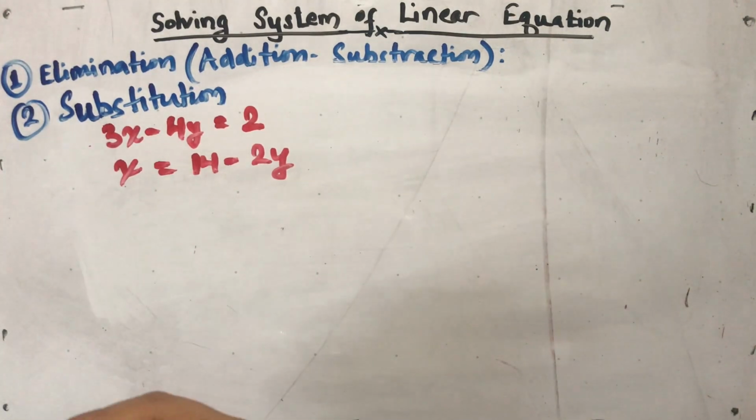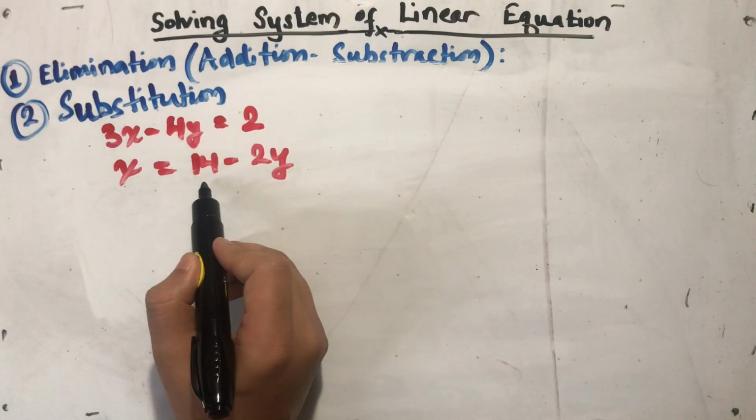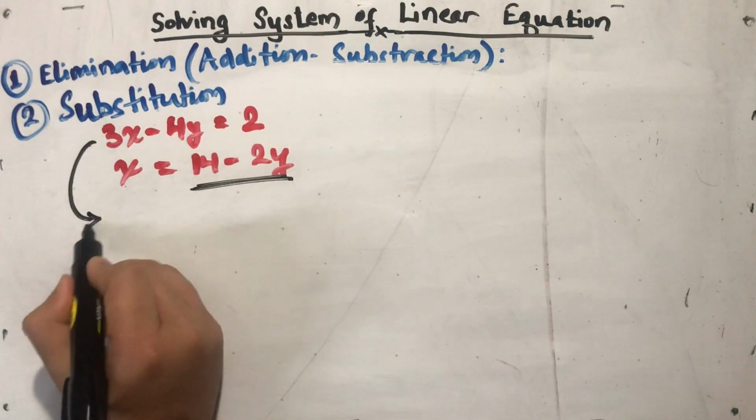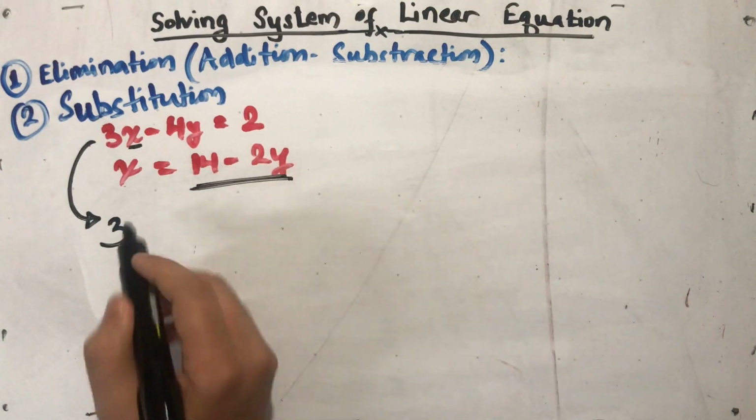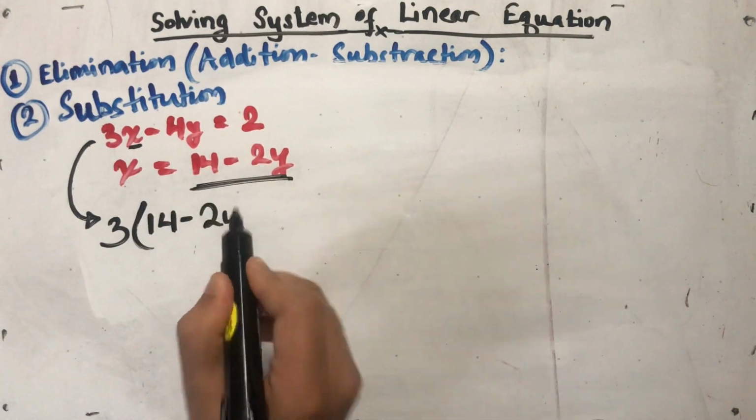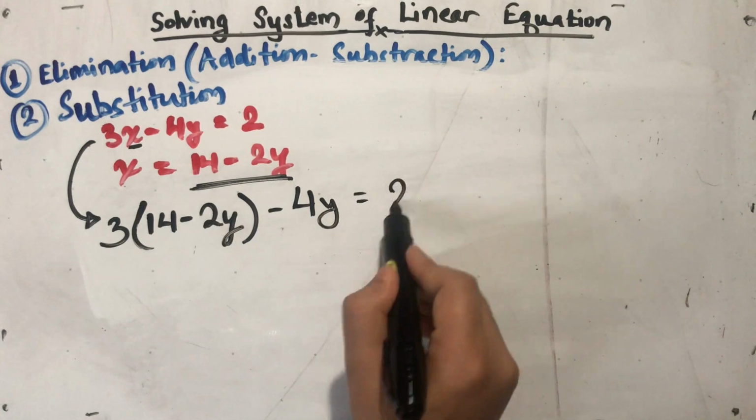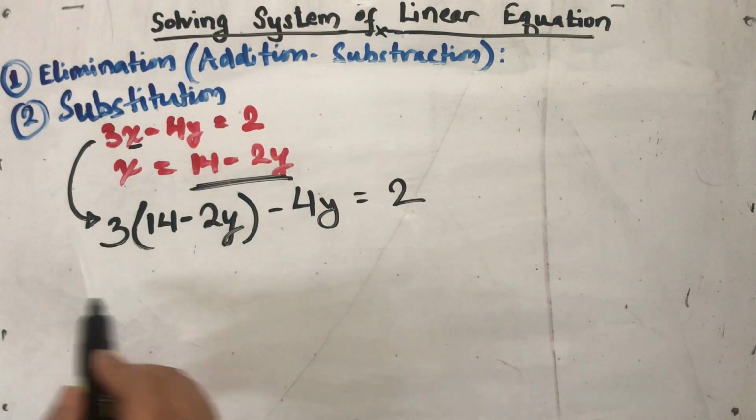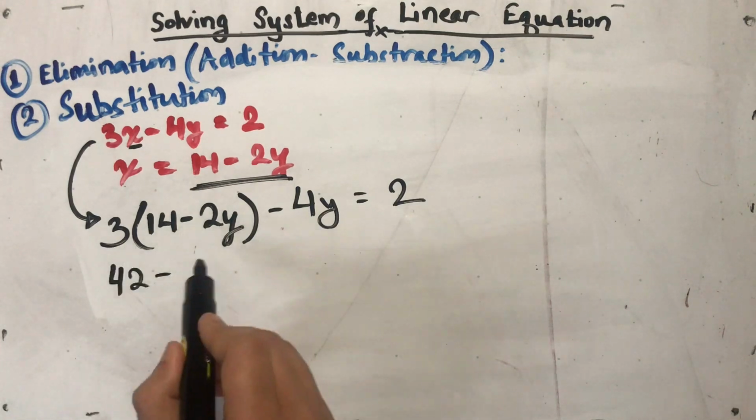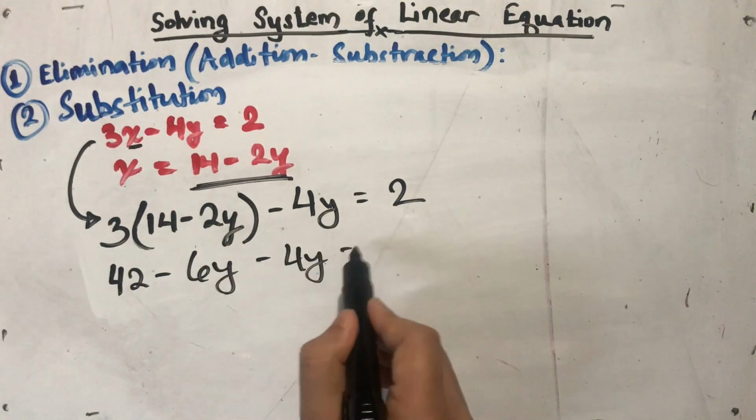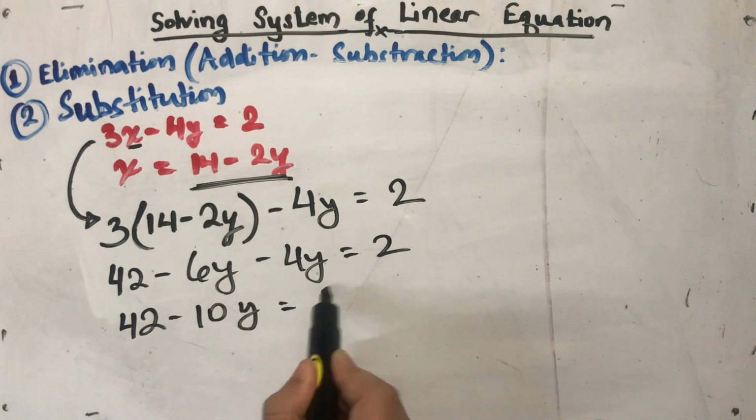Even for the substitution, this one is pretty straightforward, because the value of x is already given, right? The x is 14 minus 2y. All we have to do is bring that first equation here. We have 3, and in place of x we replace this value, 14 minus 2y, and we have the rest of it, which is minus 4y equals 2. Then it's just a matter of solving the math. 3 times 14 should give you 42, minus 3 times 2 is 6y, minus 4y equals 2. Clear this up. We have 42 minus 10y equals 2.